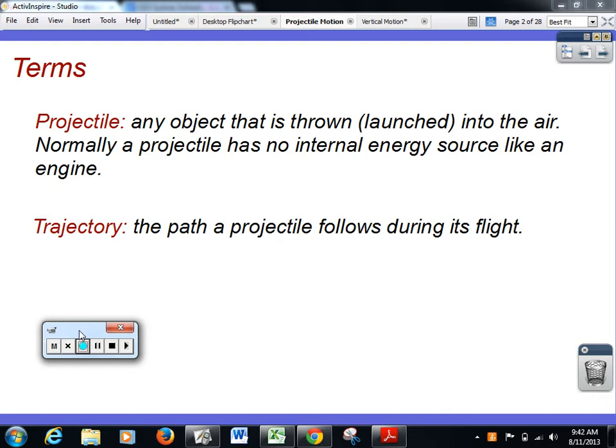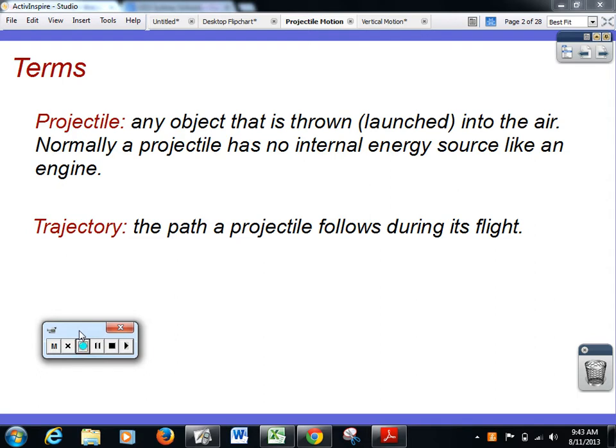A projectile is any object that's thrown, launched, projected into the air, and it has no internal energy source. A rocket is not a projectile. A rocket has engines. The space shuttle has engines. However, a bullet, a ball, are all projectiles, which means once they are thrown out of the gun or out of your hand, they no longer are able to switch on their engines and keep on flying.